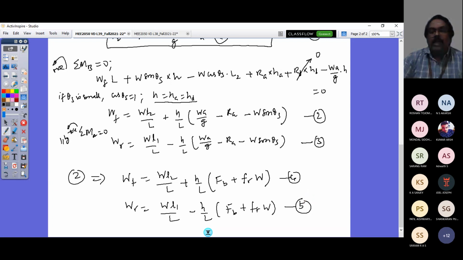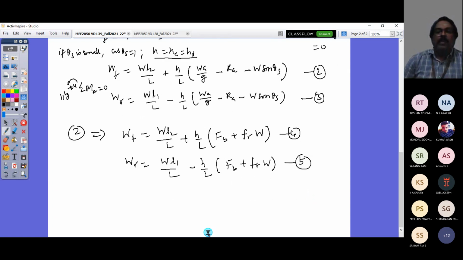Then we know that FB max is limited by mu times W. We know the braking force maximum value that can be developed is limited by the road adhesion coefficient mu P times W.